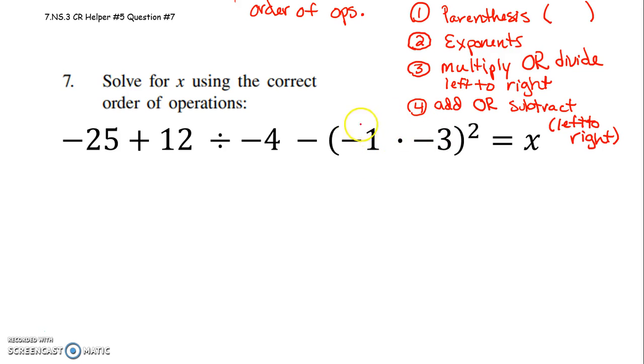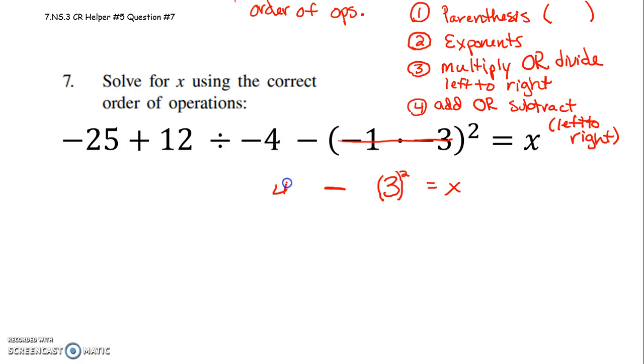We have to work within parentheses first, so I'm going to go within parentheses. -1 times -3. A negative times a negative is a positive. 1 times 3 is 3. Everything else stays the same. I can keep parentheses around that if I feel strongly that I need to. So once I've taken care of inside parentheses, everything else stays the same.